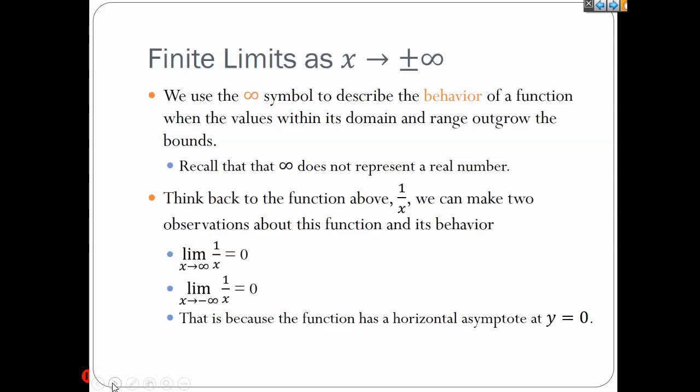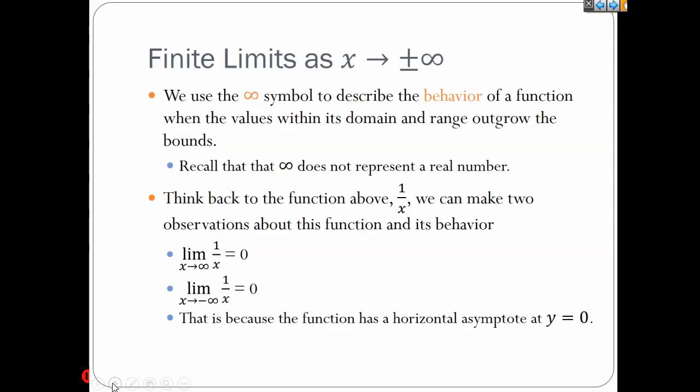So today we're going to talk about infinite and finite limits. We're going to talk about the behavior of these limits as we approach infinities. An asymptote is always going to involve an infinity of some sort. So it's important to know that the symbol for infinity is used to describe the behavior of a function when the values within its domain and range outgrow the bounds of the graph.